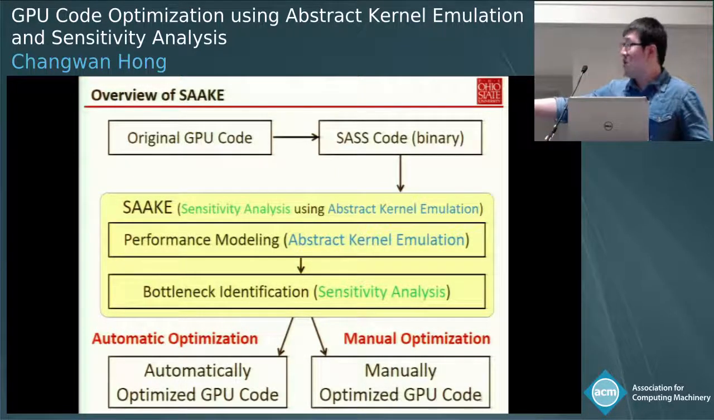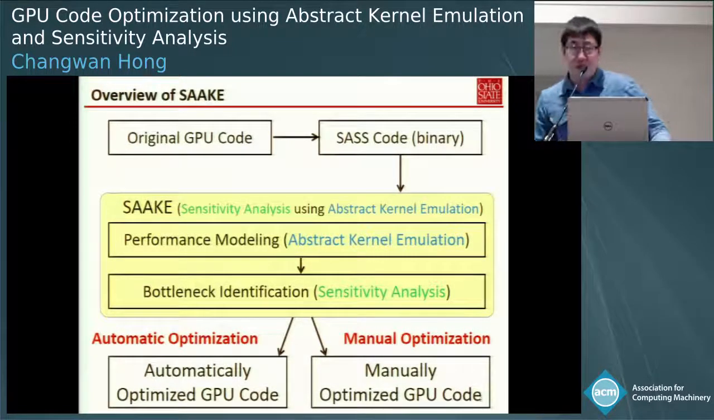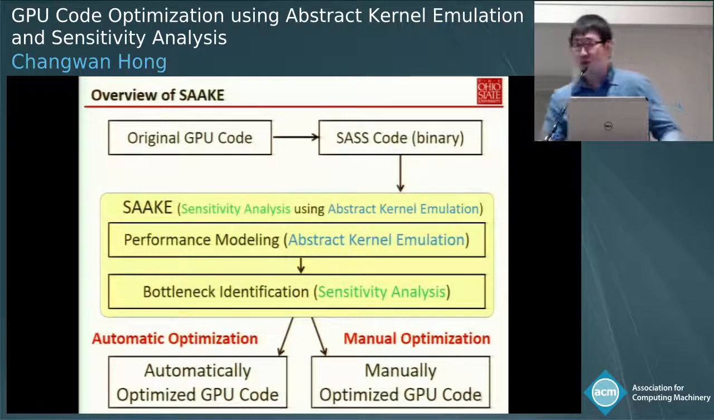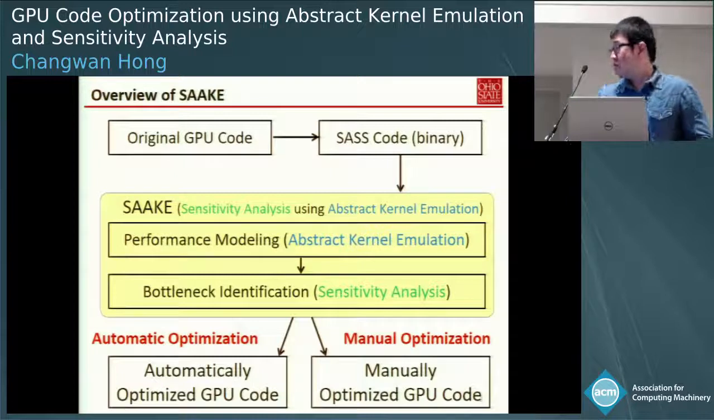As you can see, the input of SAKE is a binary code, and the output of SAKE is information on performance bottlenecks, and that information is utilized in two contexts. The first one is automatic code optimization, and the second one is manual code optimization.